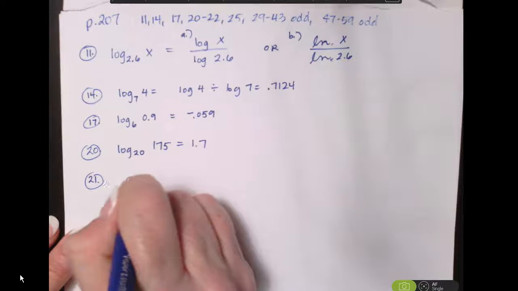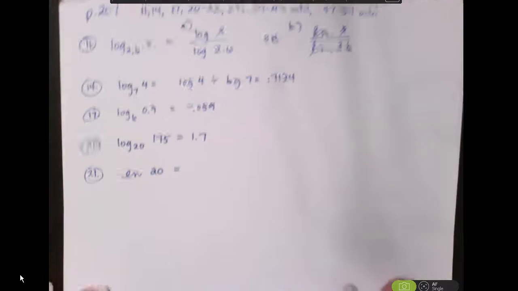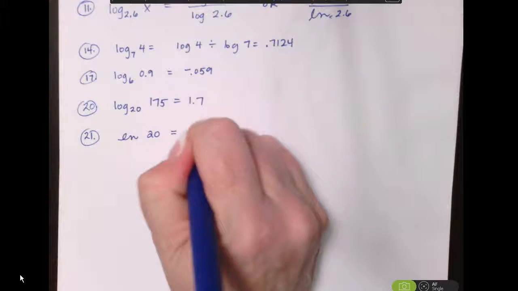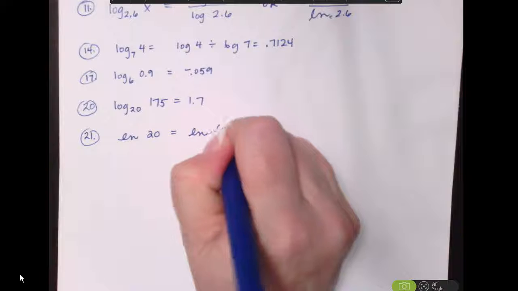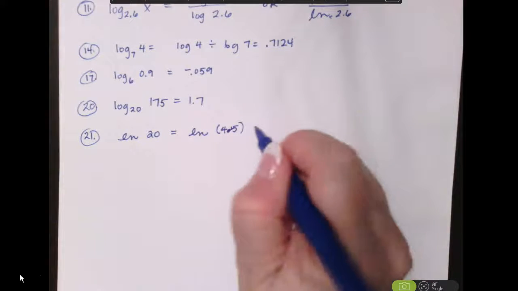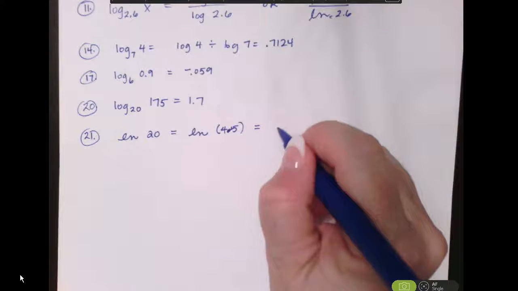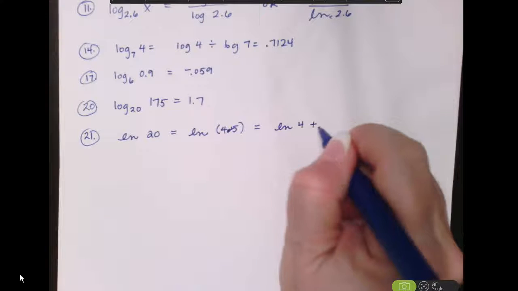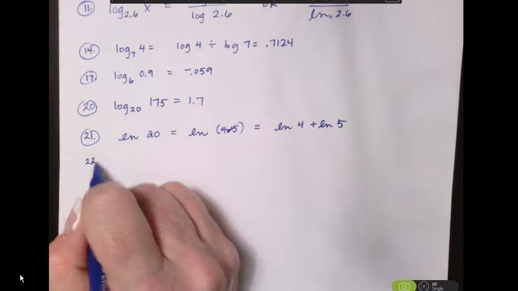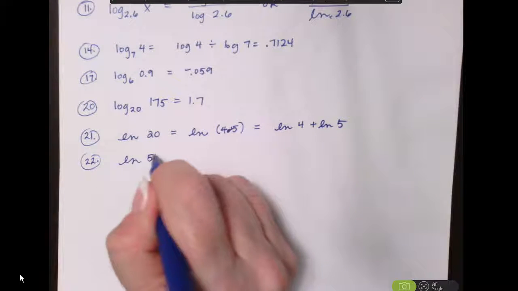Alright, the natural log of 20, well, so we're rewriting this in terms of natural log of 4 and natural log of 5. So let's first of all think of 20 as 4 times 5, not 4.5, 4 times 5. And then we would use our product property to split that apart, so the natural log of 4 plus the natural log of 5.